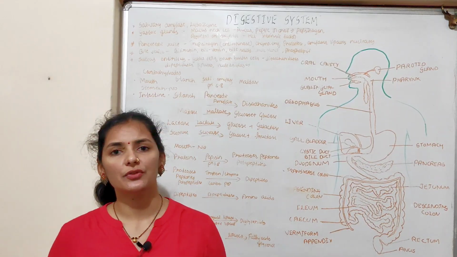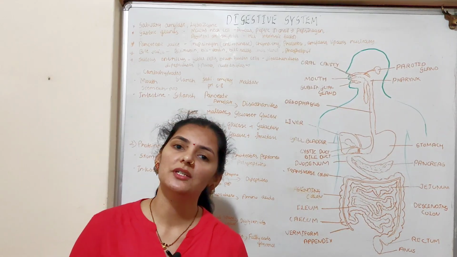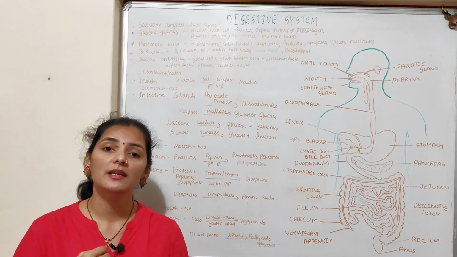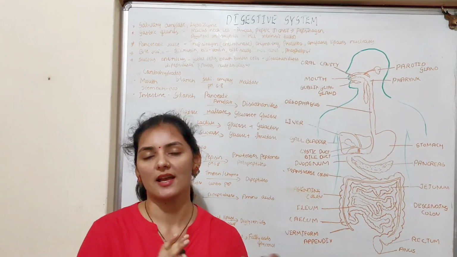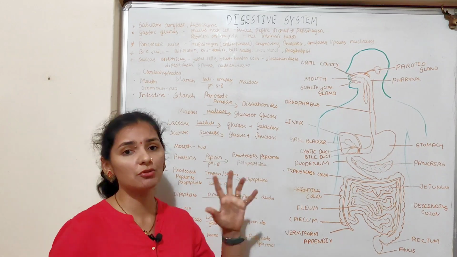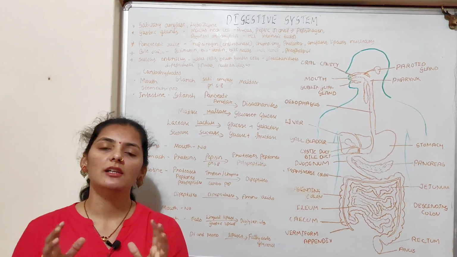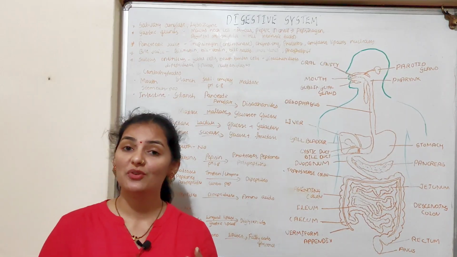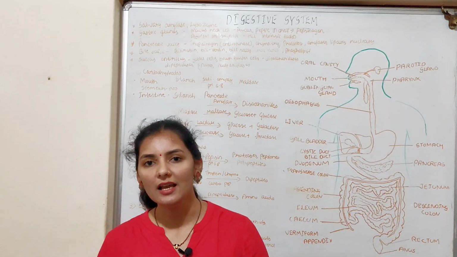Out of these nutrients, carbohydrates, proteins and lipids are categorized as macronutrients, and minerals and vitamins are categorized as micronutrients. So whenever we talk about the digestion of the food particle, we mainly talk about the digestion of the macronutrients, that is digestion of carbohydrates, proteins and lipids.